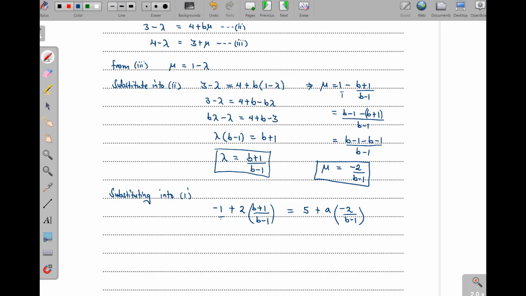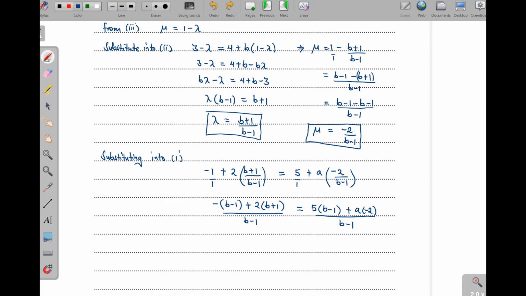Now here we get the LCM, so this is over 1 and this is over 1, so we shall get this times this one here. You will get minus of (b minus 1), then plus 2 of (b plus 1), then this one is out of b minus 1 when you get 1 times this to get the common denominator, not so? Then also here, this one times the 5, so we shall get 5 times (b minus 1), then plus a times the negative 2, then out of b minus 1. Now you can see that the denominator is the same, so they will cancel out, and then we equate the numerators.